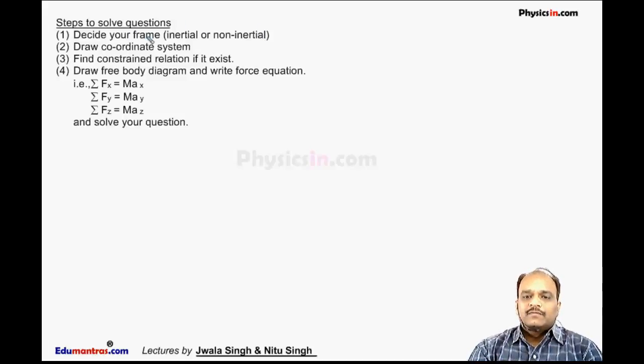After deciding our frame, we have to draw the coordinate system, meaning we draw our x-axis, y-axis and z-axis, and decide in which direction we take positive and in which direction negative. After that, we have to find the constraint relation. There are two types of questions in laws of motion: first, where a constraint exists, and second, where there is no constraint. If there is a constraint, then we have to find the constraint relation between the motion of the two bodies. The fourth step is to draw the free body diagram, which we have already discussed in the previous lecture.